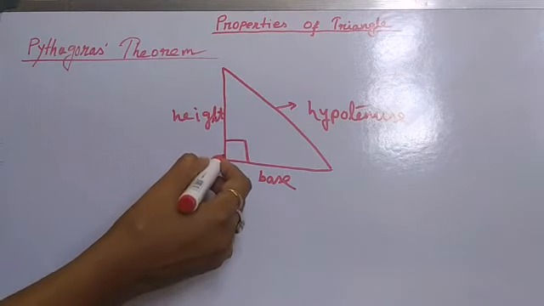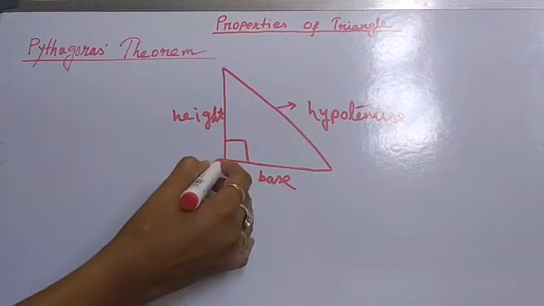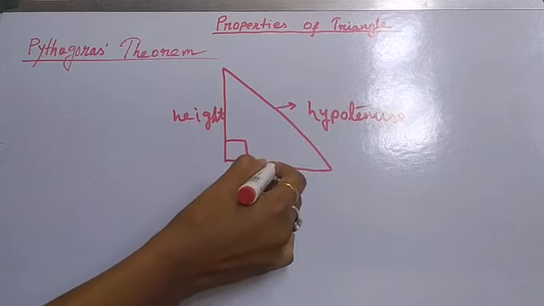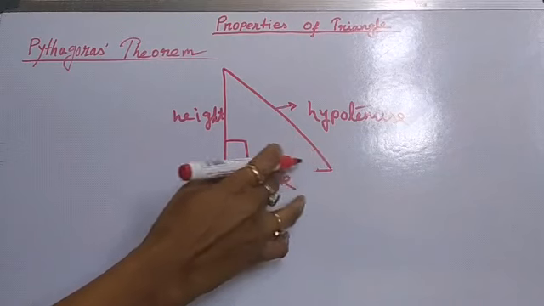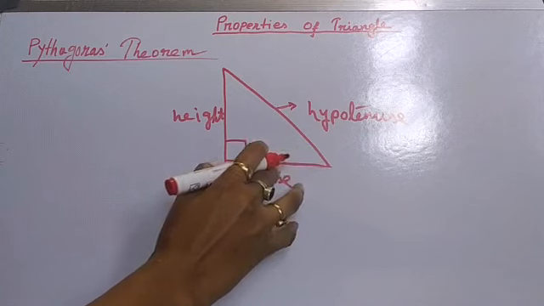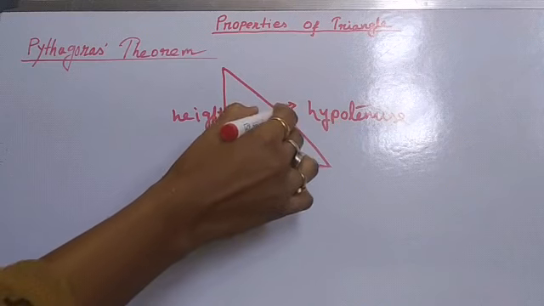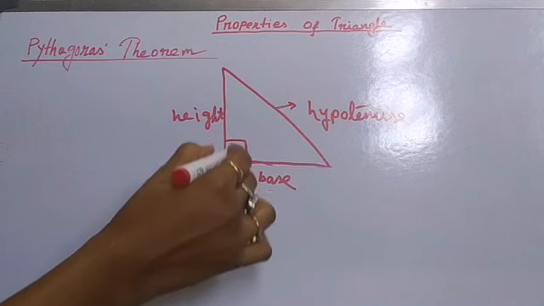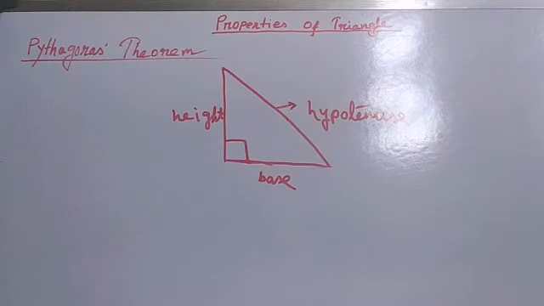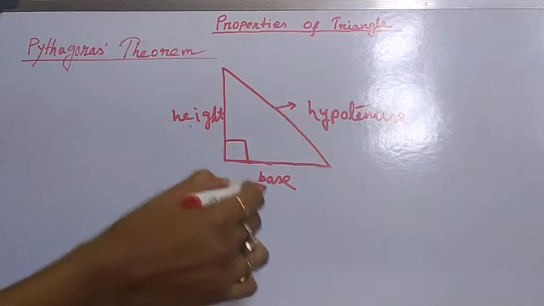Height means from the ground to the top, what is the distance? That is height. Base is the side which is lying on the ground, that is base. And hypotenuse means the side opposite to the right angle in a right triangle. The opposite side of the right angle is called the hypotenuse. So here this is hypotenuse, this is height, this is base.